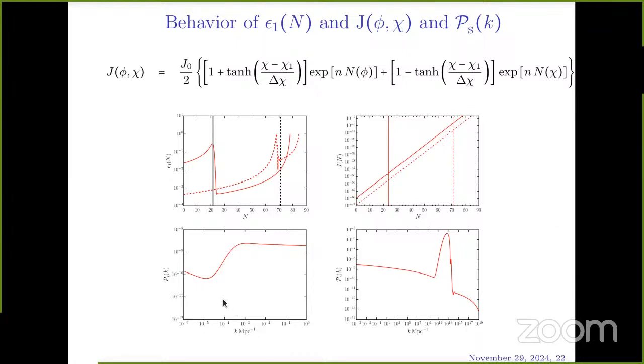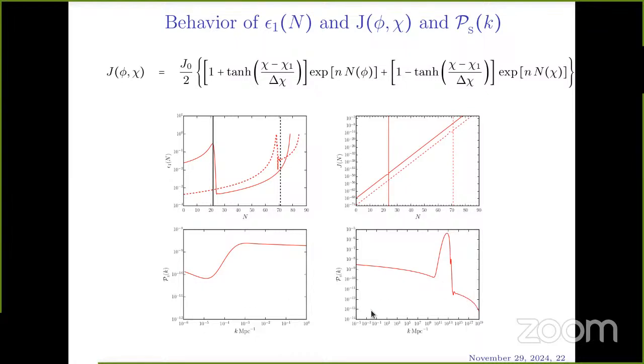Just to give a brief comparison with the single field, these two-field models also generate a similar scalar power spectrum. This is for the model which generates features over small scales. You can see that there is a suppression of power. And this is the one which generates features over small scales. There is amplification of power in this model.